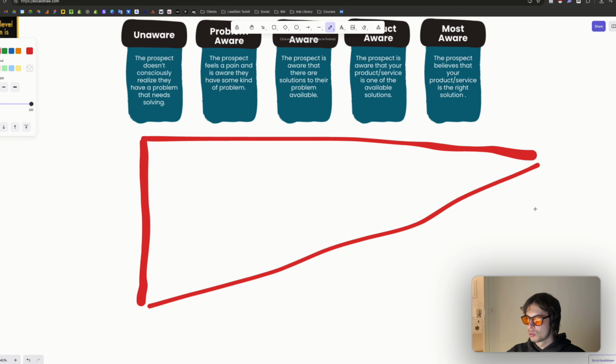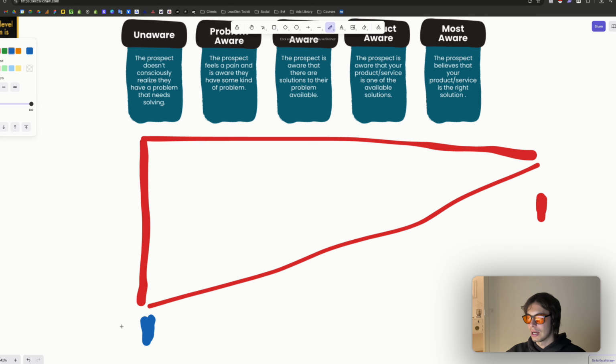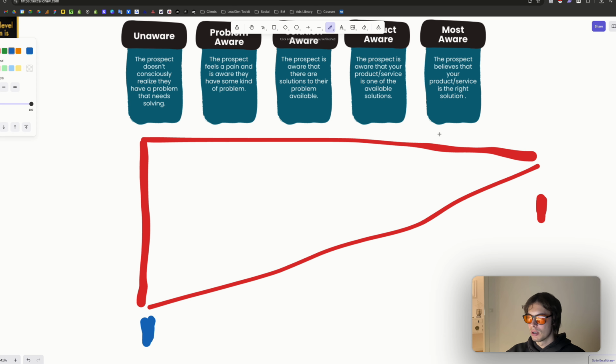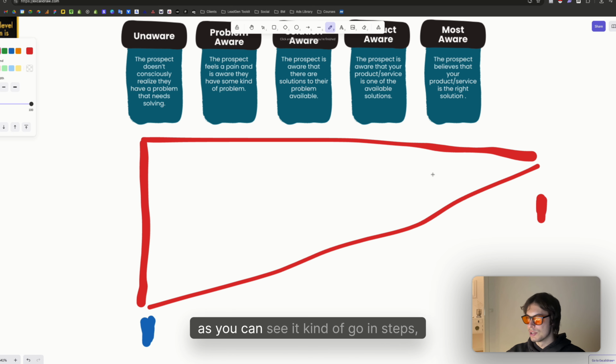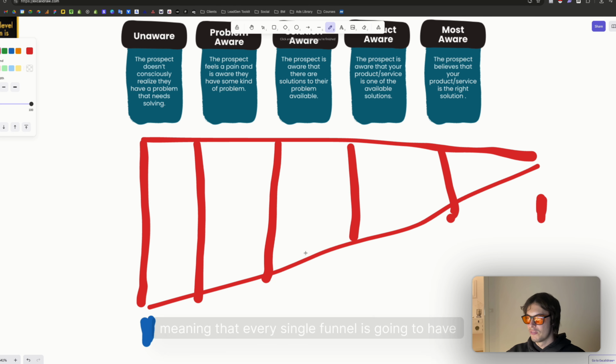The closer it is to the top right here, the warmer it is, right? So this is very warm. Okay, we can make it red. This is very warm, and this is very cold, right? So this is people that are very cold. Obviously, people that are warmer are going to be quicker to convert, and people that are cold are going to take more time to convert. However, because this is a funnel, as you can see, it goes in steps, meaning that every single funnel level is going to have fewer and fewer people.